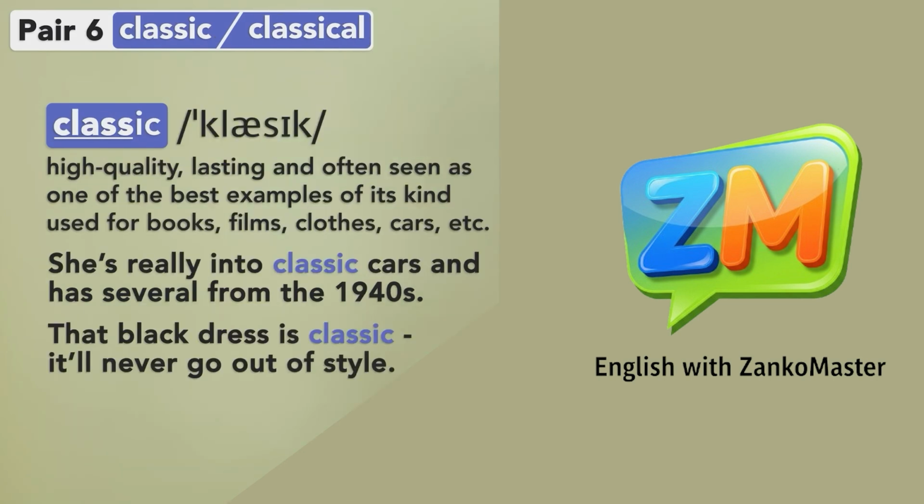Let's move on to our final pair, classic and classical. If something is classic, it's high quality, lasting, and often seen as one of the best examples of its kind. It's often used for books, films, clothes, and cars. For example, she's really into classic cars and has several from the 1940s. Or, that black dress is classic. It'll never go out of style.